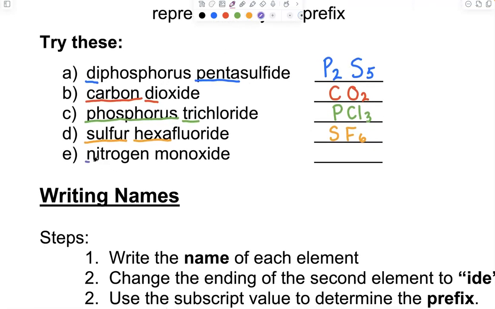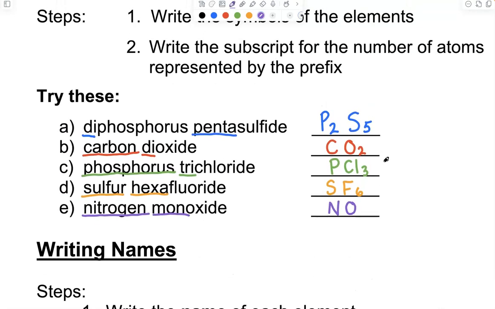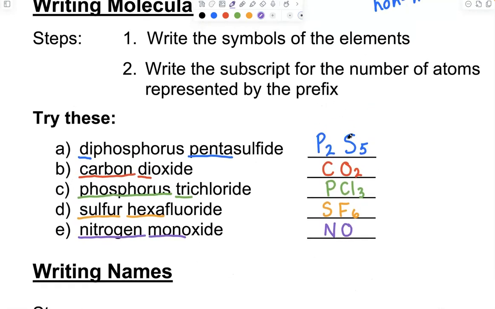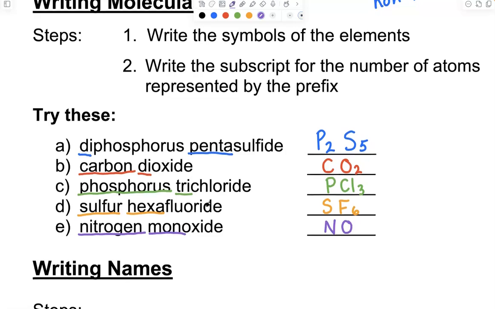Okay, and then our last one here, we have nitrogen monoxide. So nitrogen, it's simply just going to be N. Oxide is your oxygen. If it's monoxide, we simply have 1. And again, remembering from last time, we don't need to write those subscripts of 1. They're just going to be invisible. Okay, so just to recap, you're going to write the symbols of the elements and then write the subscript for the number of atoms represented by these prefixes.